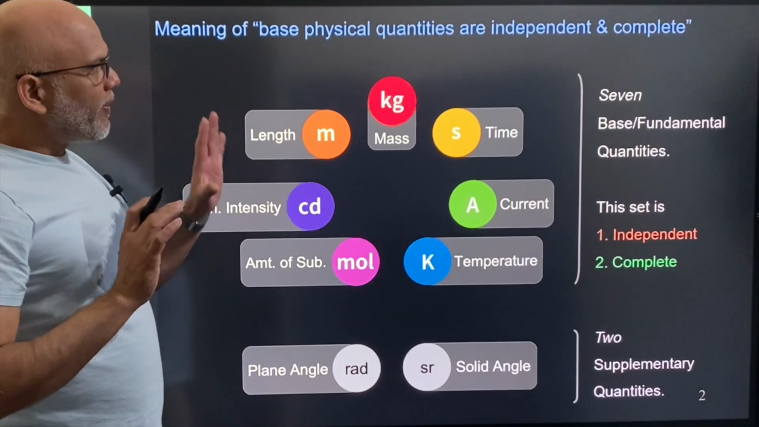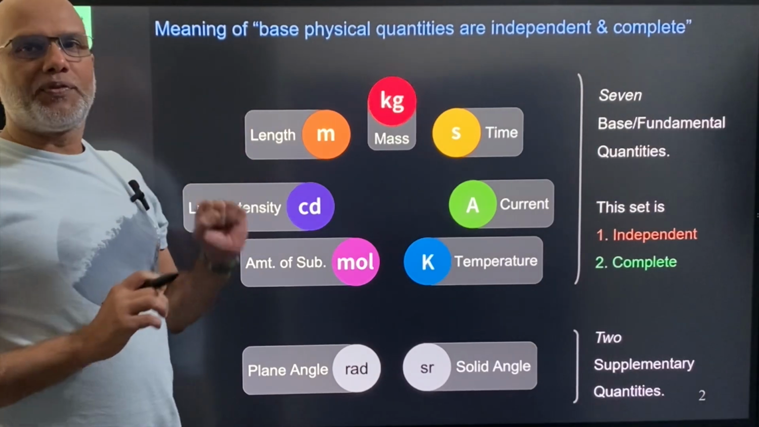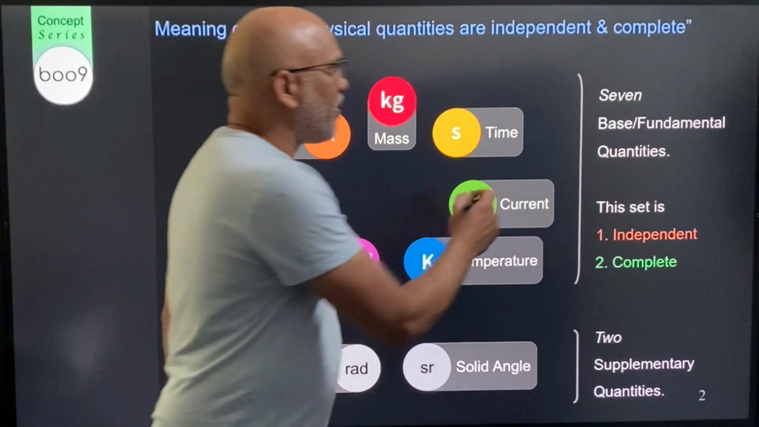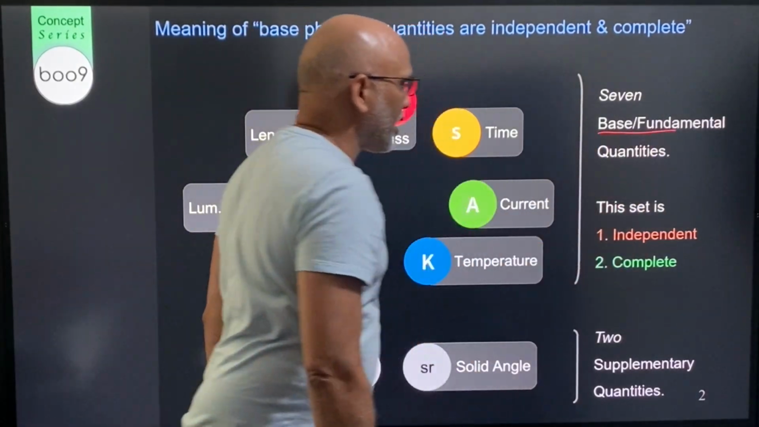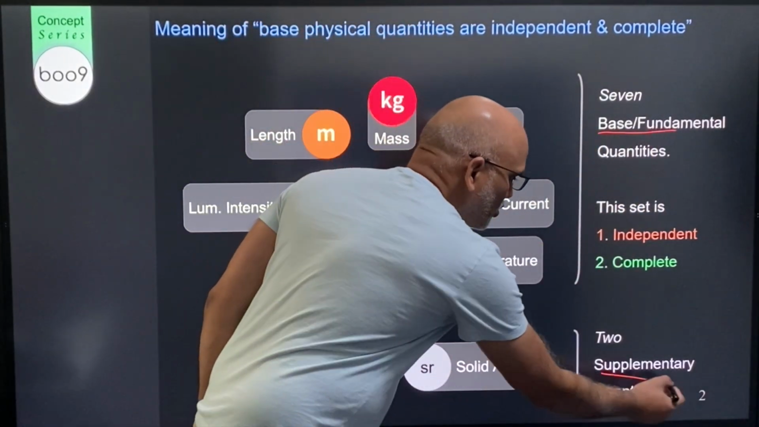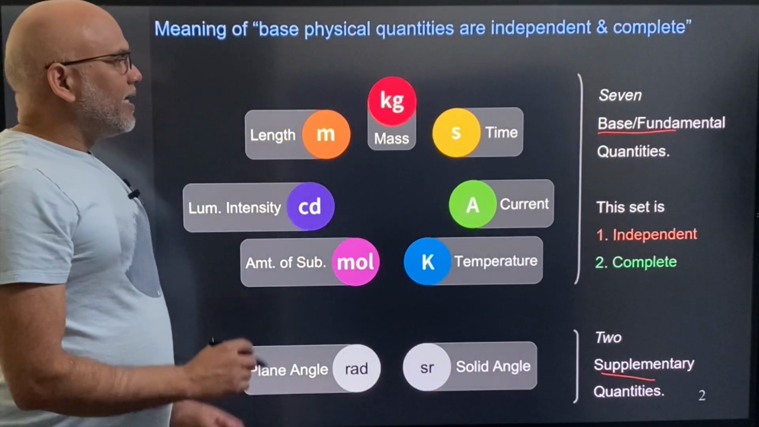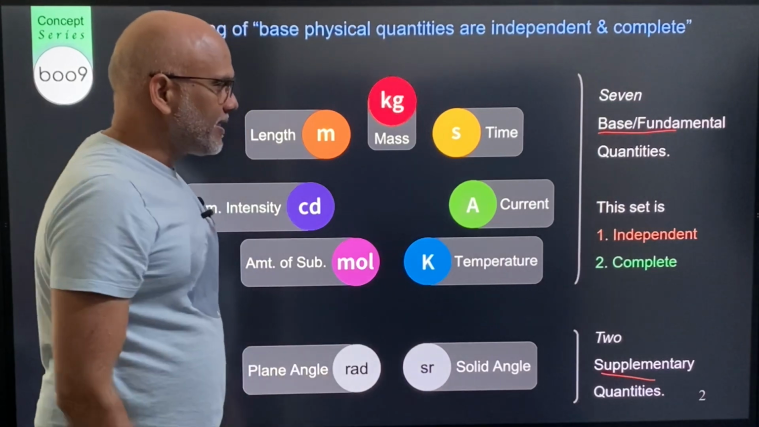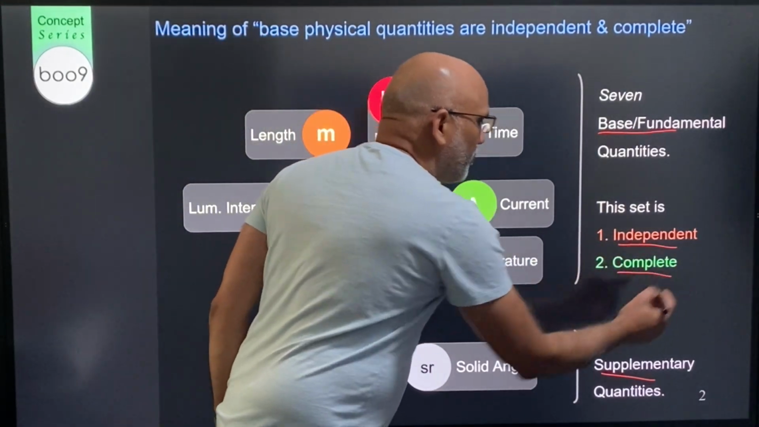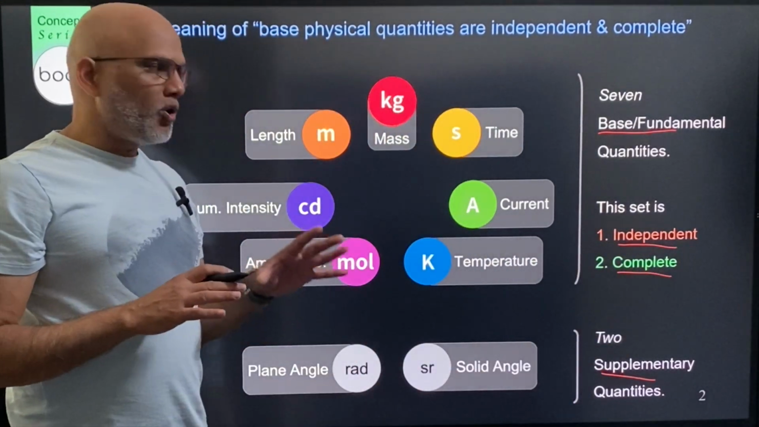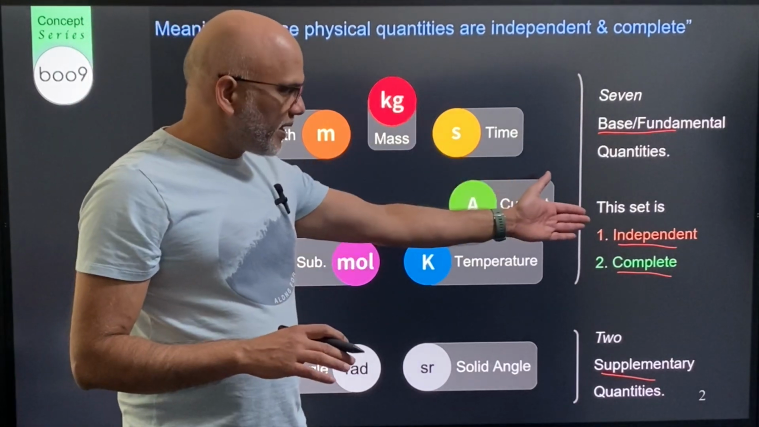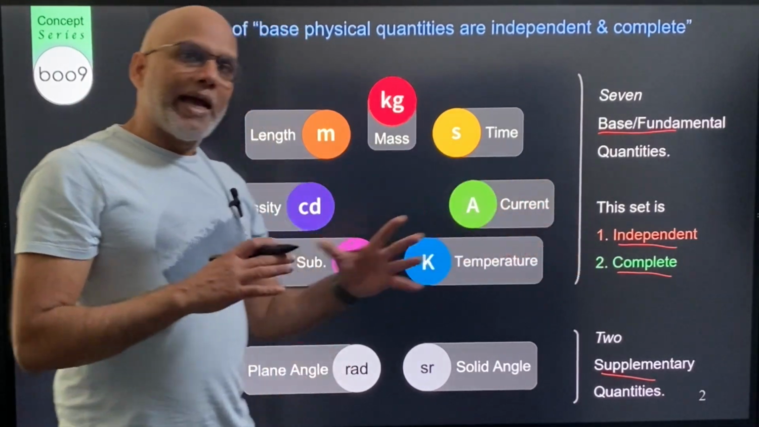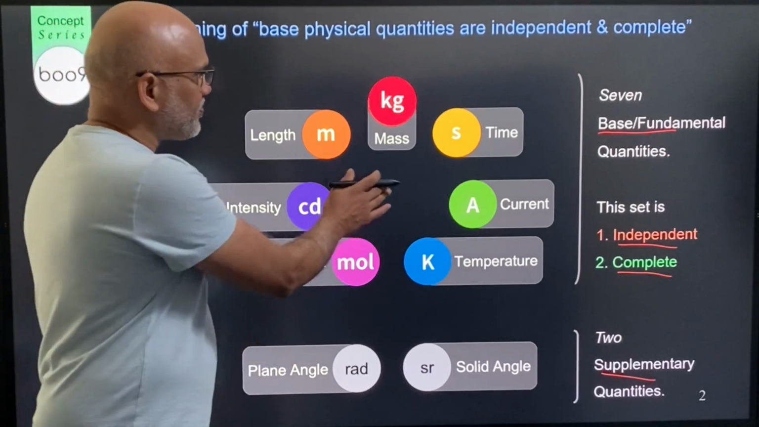All right, so when we start physics, one of the first things that we learn is about the 7 base or fundamental quantities and the 2 supplementary quantities. Now, you will hear me often saying that these 7 base quantities are independent and complete. So in this video, I'm going to talk about what it means to be independent, what it means to be complete, and what the implications are.